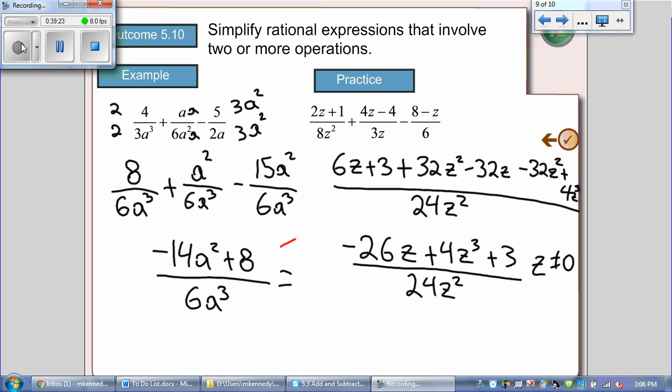At the end here, people were asking some good questions. They were saying, does it matter the order you write it in? It doesn't matter. In fact, the way you should write it would be z cubed first. So it would be 4z cubed minus 26z plus 3. That's fine though. It's the exact same answer.